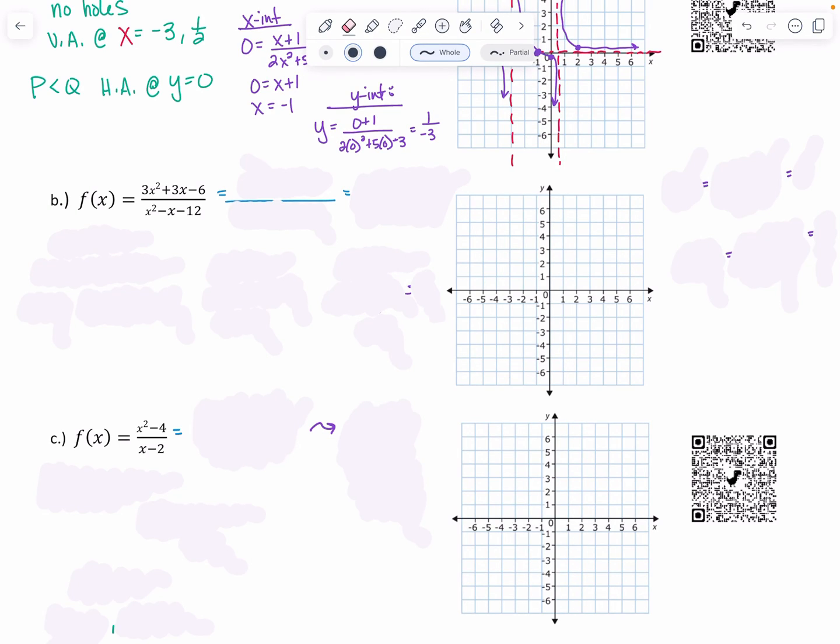All right, let's look at another one. Let's take this rational function, pick out its important characteristics, and graph it. The first thing I'd like you to do is factor the numerator and the denominator so you can see all the pieces it's made of.